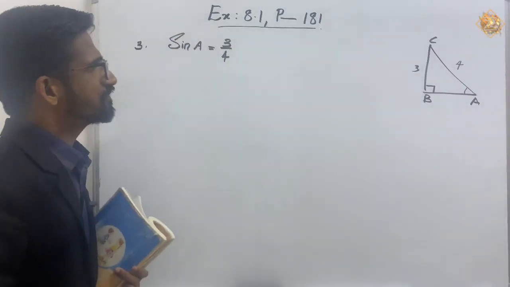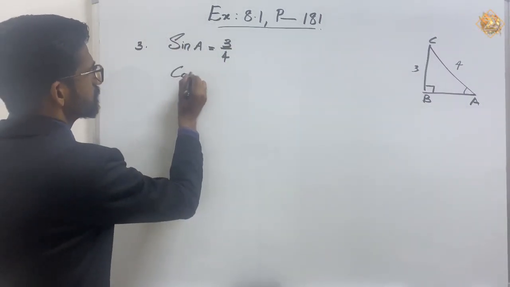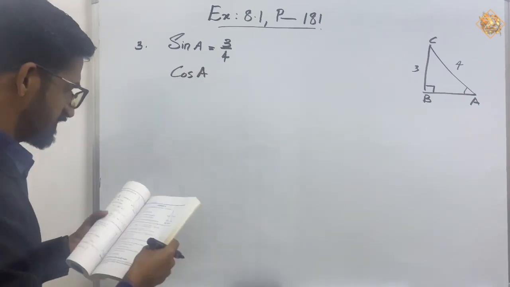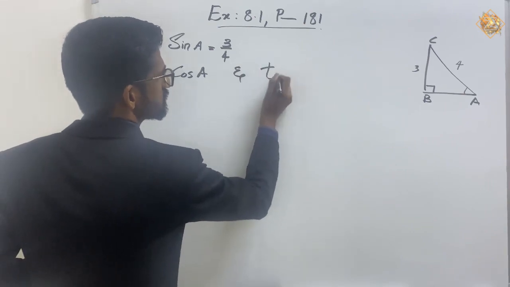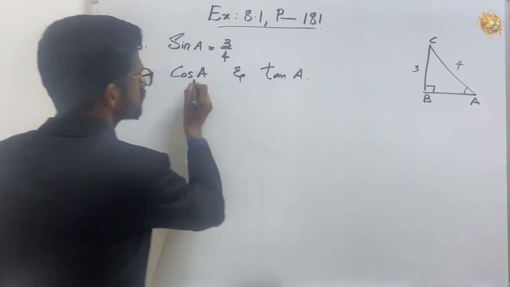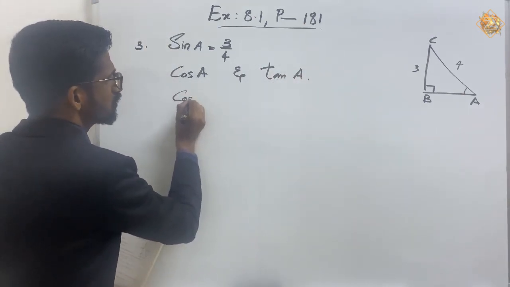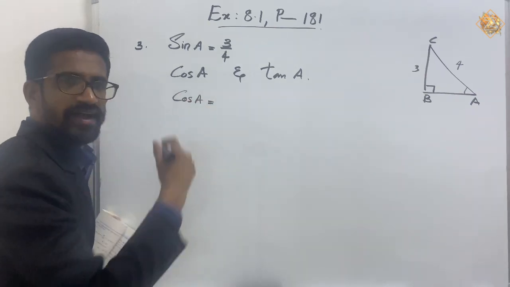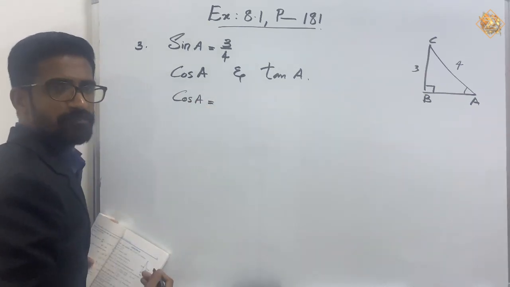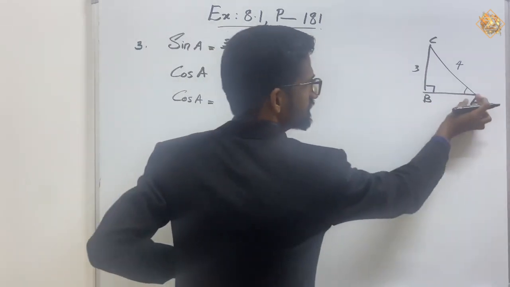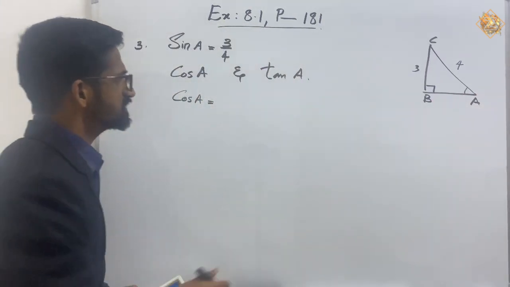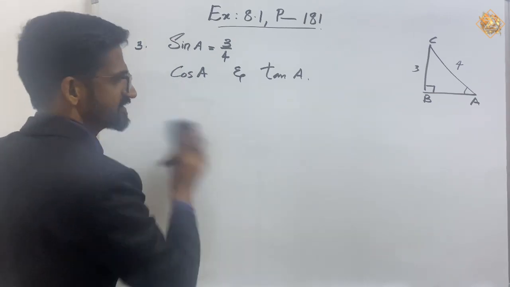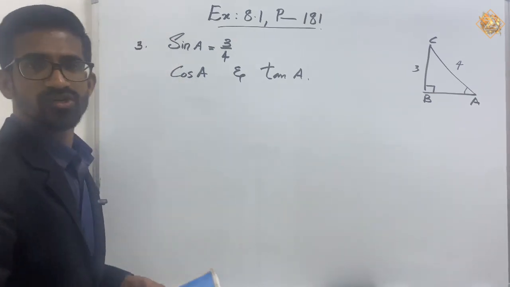Now we have to find what? Cos A and tan A, isn't it? That is the question. So to get cos A, we know by definition cos A is adjacent by hypotenuse, isn't it? The adjacent side of angle A is not given, isn't it, students? So first we will find the adjacent side by using Pythagoras theorem.